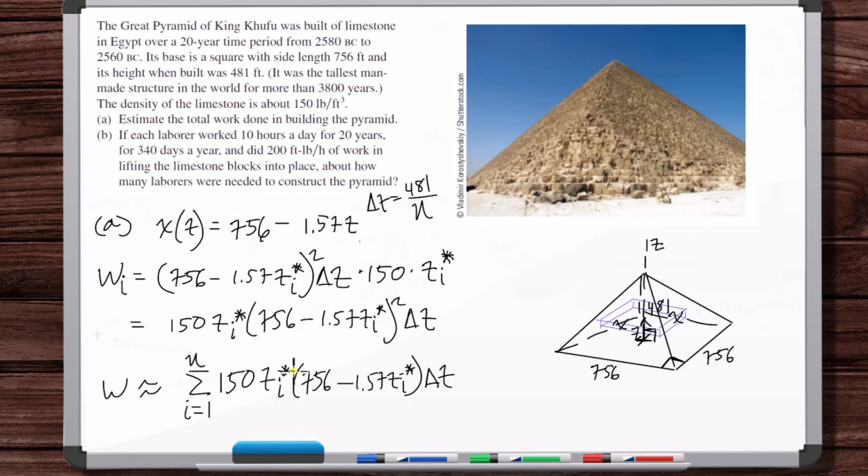That's the whole idea: as n goes to infinity, the Zi star, the position you pick, doesn't matter. They all converge to the same value. The upper, the lower, they all converge. So as n goes to infinity, the height value is just going to be Z. When we make this an integral, the Zi star just becomes Z.